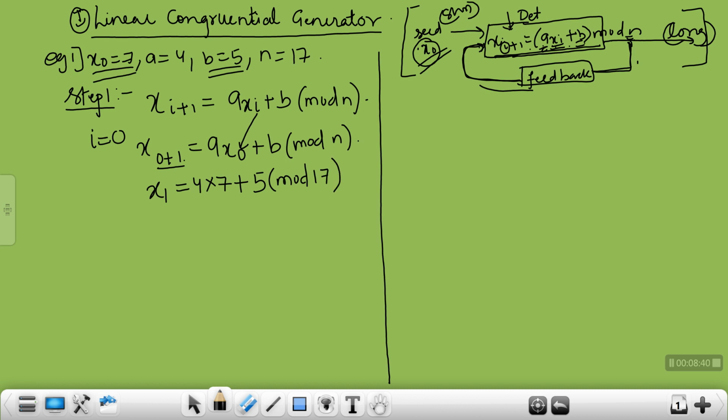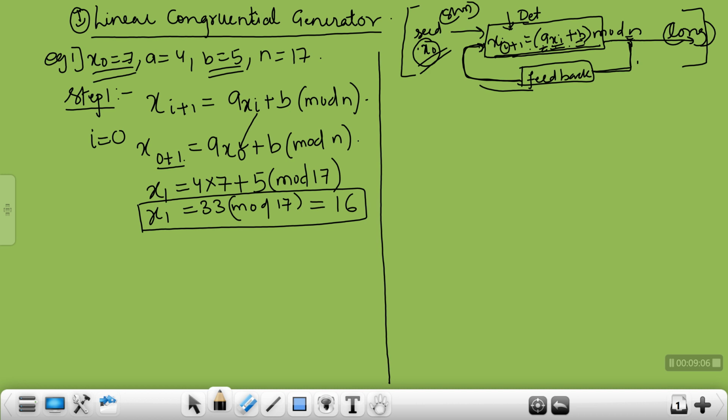Very simple calculation. What is 4 into 7? 28. 28 plus 5 is how much? 28 plus 5 is 33 mod 17. What is 33 mod 17? Very simple. 33 mod of 17 is nothing but I am getting the value as 16. So the value of x1, I have got it as 16. Just mark this value like this because we will require this value later.